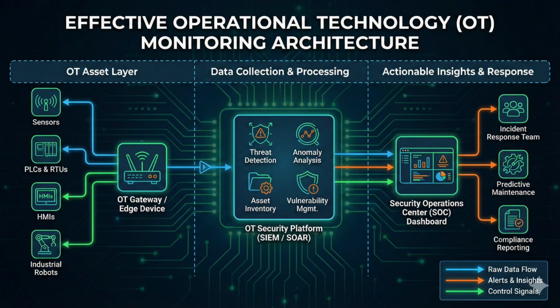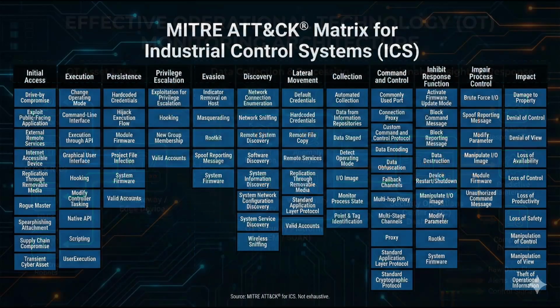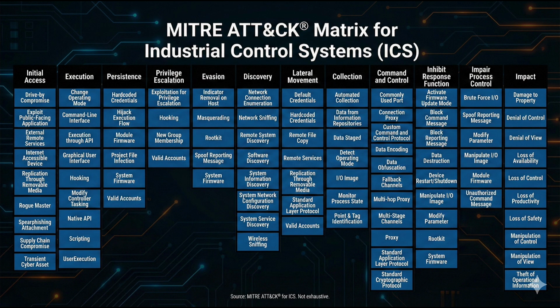From there, you build detection around baselines. OT communications are often repetitive and predictable, so deviations, new talkers, new protocols, unusual command sequences, configuration downloads at odd times are meaningful signals. To make detections actionable, connect them to an attacker model. The MITRE ATT&CK matrix for ICS provides a common language for tactics and techniques in industrial environments. You can map your alerts to those techniques and build playbooks.